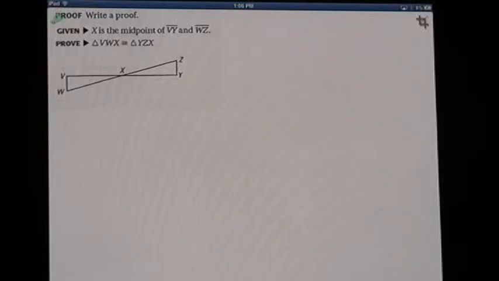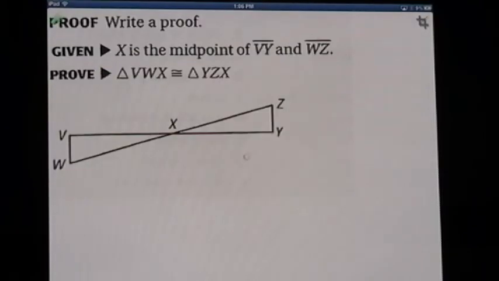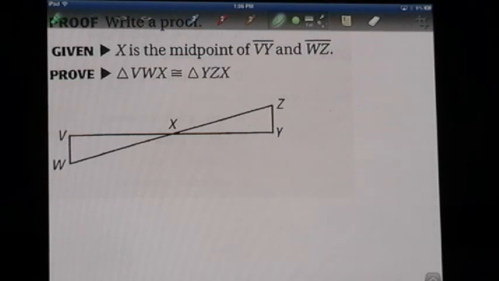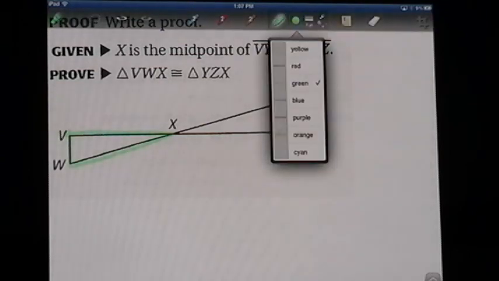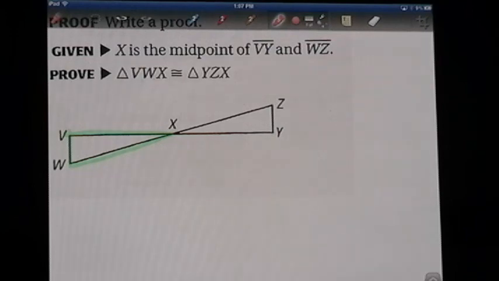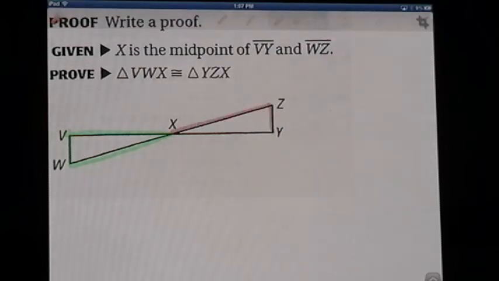X is the midpoint of VY and WZ. We're supposed to prove that VWX is congruent to YZX. Okay, so VWX is congruent to, this is not real hard to see, but we'll just look at it anyway, YZX.